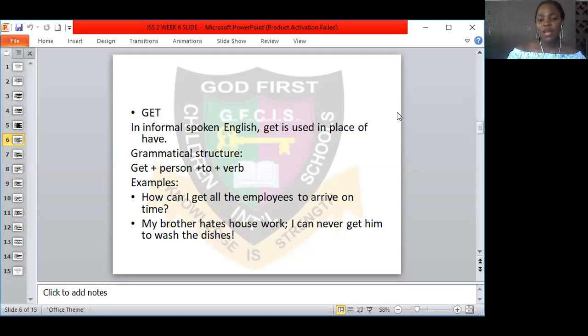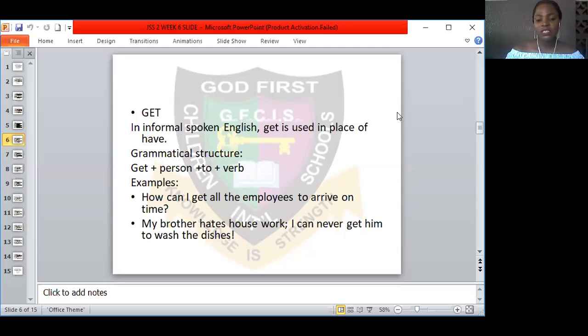So the first example: how can I get all the employees to arrive on time? Okay, look at this sentence. Get is the causative verb, the person is employees, and employees is followed by to. Then the verb in this sentence is arrive. So how can I get all the employees to arrive on time?